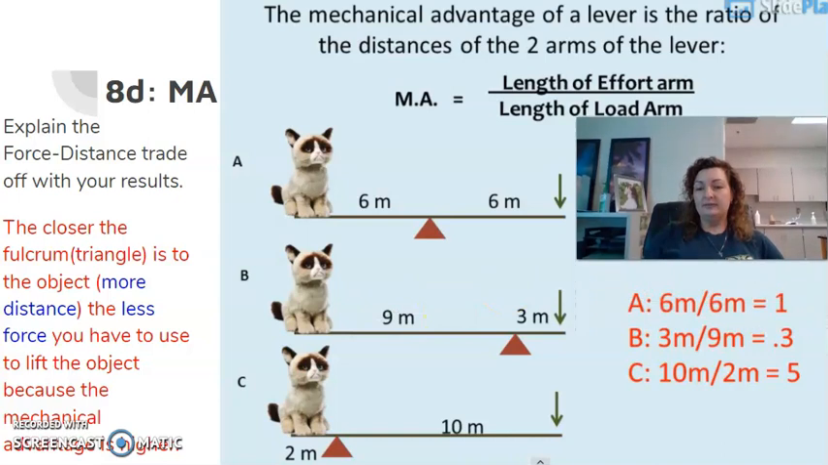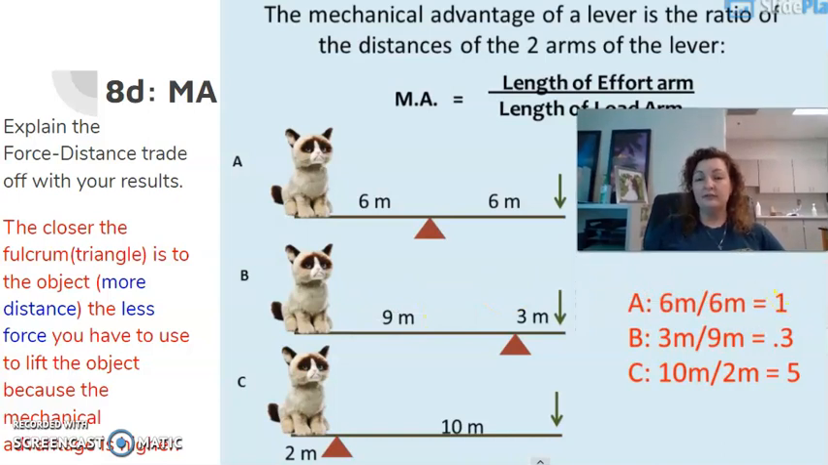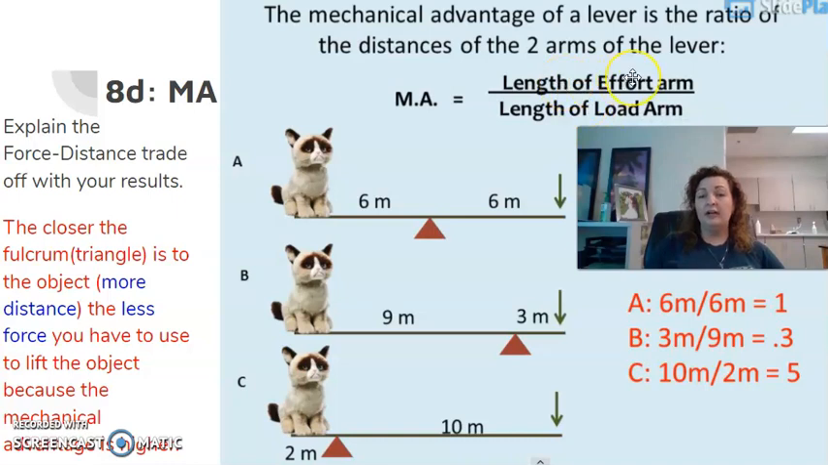So let me move this. And this is our calculations of all 3 levers. We are going to do our effort force divided by our load. In this case, both of them are 6. So 6 divided by 6 equals 1, right? Mechanical advantage of 1 for this lever. B, we have our effort arm being 3 divided by our load arm being 9, because it's the one next to the cat, which is our load, right? So 3 divided by 9 equals 0.3, which is not very much. This lever is not helping you out, okay? Not very much at all. In fact, it's making it harder for you than it would be just otherwise.